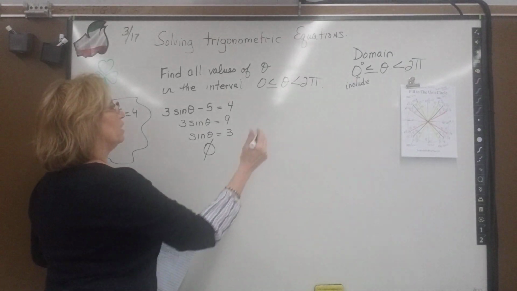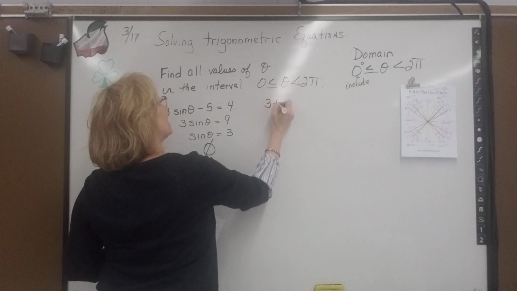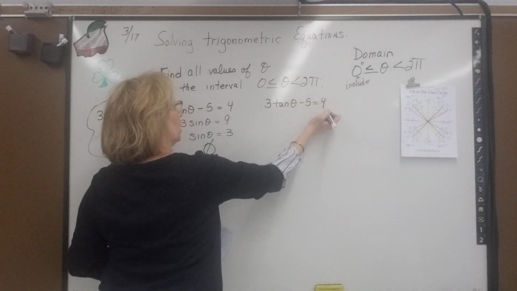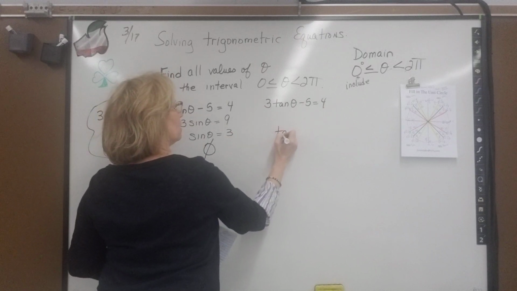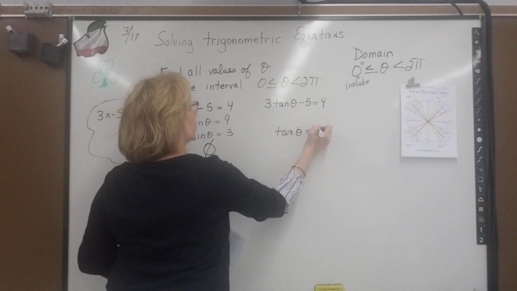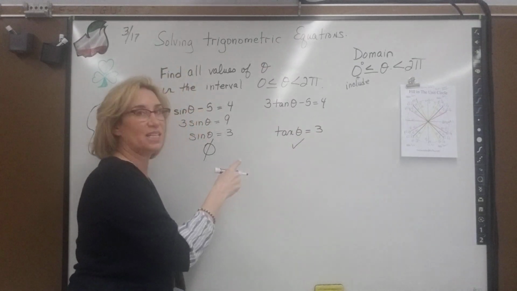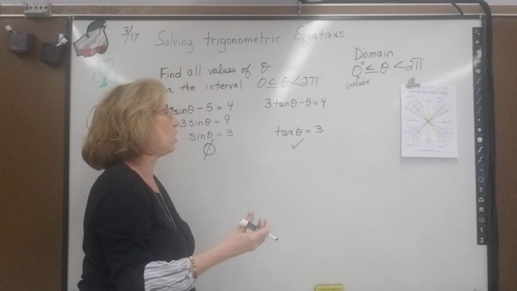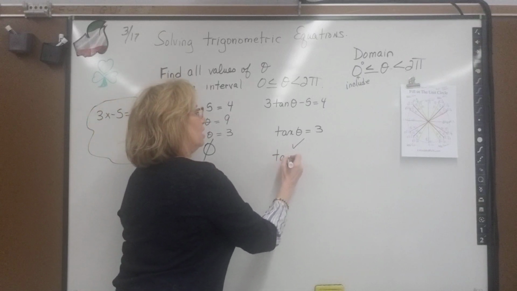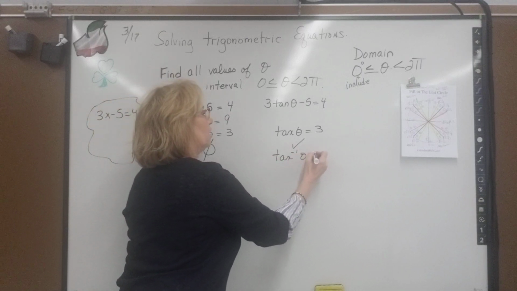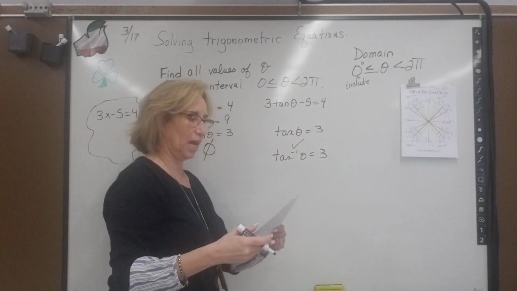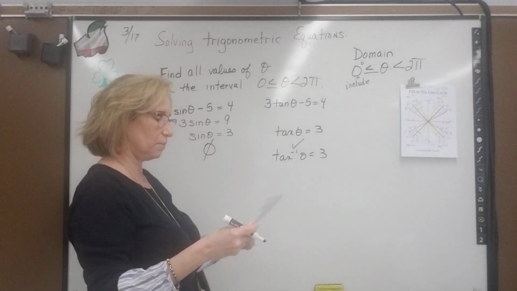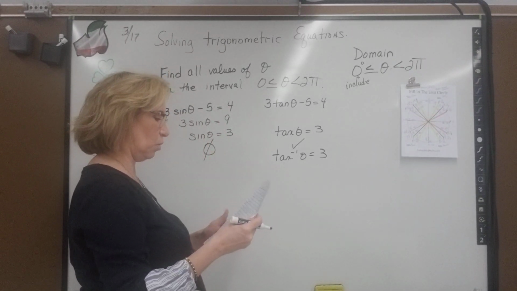However, if I wrote this, 3 tan theta minus 5 equals 4, and I solve this one, I'd end up with tan theta equals 3. This one does exist. However, it's not on your unit circle. You would actually have to use the calculator to find it. You would hit tan inverse of 3, and it would tell you what angle that would be. All right, but I just want you to know the difference. Sine and cosine can only be up to 1. Tangent can be greater than 1.